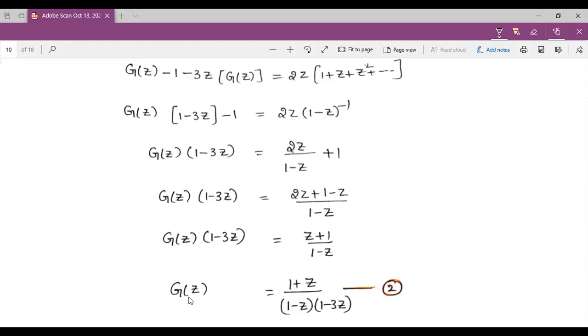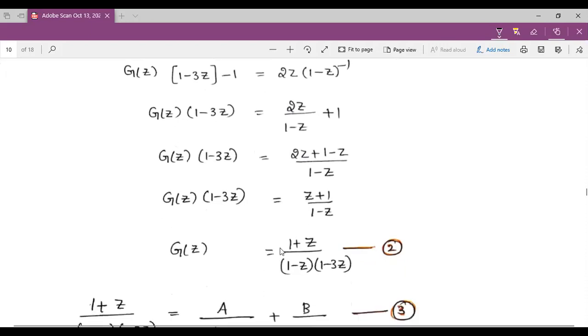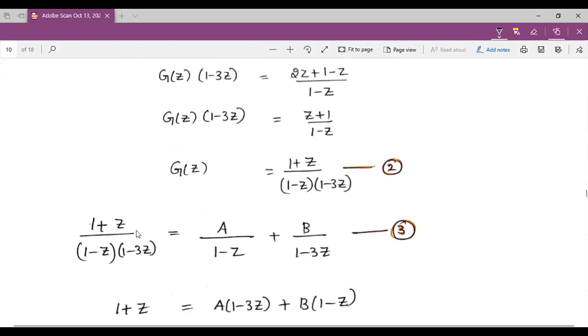Okay. So g of z is equal to 1 plus z. So this term also came to right side. So the total term 1 plus z by 1 minus z into 1 minus 3z. So this can be resolved into partial fractions. So here the term 1 plus z by 1 minus z into 1 minus 3z, that is equal to a by 1 minus z plus b by 1 minus 3z. Okay, a by 1 minus z plus b by 1 minus 3z.